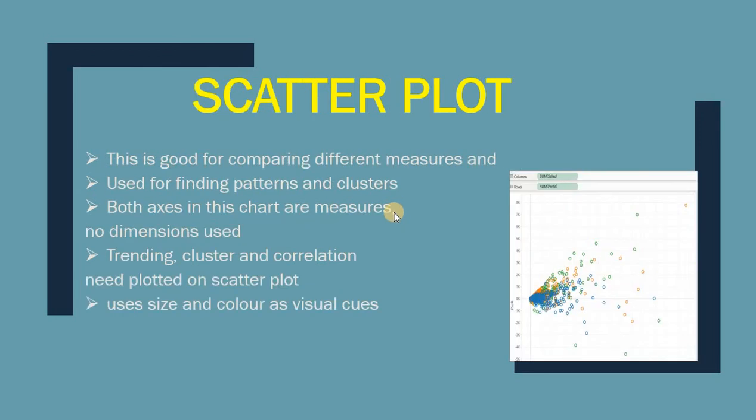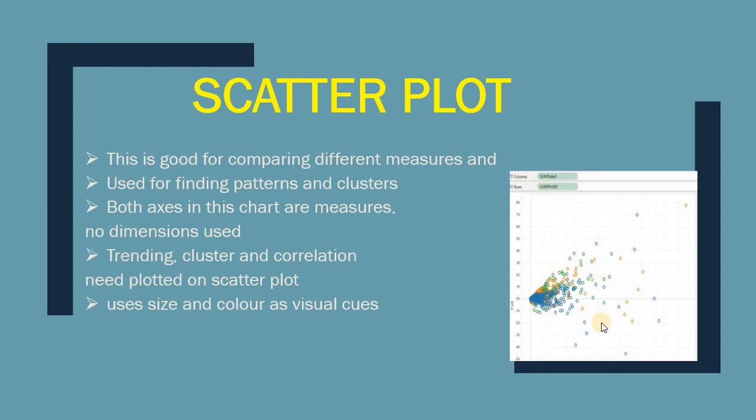Next one is the scatter plot. This is another interesting and comparatively complex, or we can make it complex, use of a chart. A scatter plot is only created from measures. There is no dimension. It's only measures. As you can see, both of them are measures, sum and sum. So there are no other dimensions.